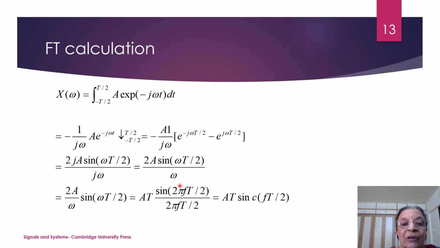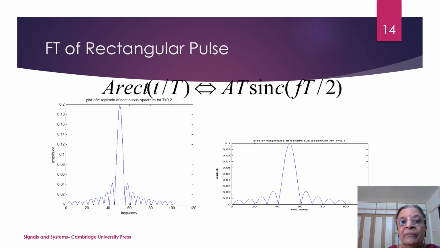Now this 2 I will take as omega by 2. Omega is 2 pi f divided by 2. So I will get it as the sinc function. And I will multiply and divide by T so that whatever is there in this bracket is the same in the denominator. So I can write it as the sinc function.